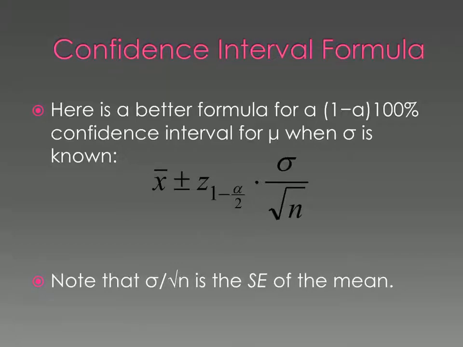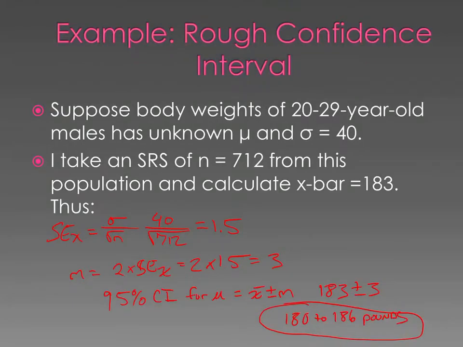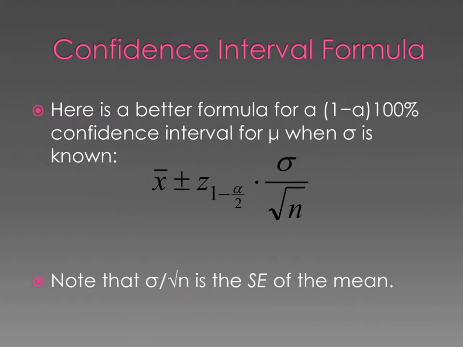Hello and welcome back to part 2 of our confidence intervals in chapter 10. So we left off before going over the rough confidence interval. Now we're going to another confidence interval formula, and this is a better formula to use because it'll be a little bit more accurate in determining confidence intervals that are not 95%.